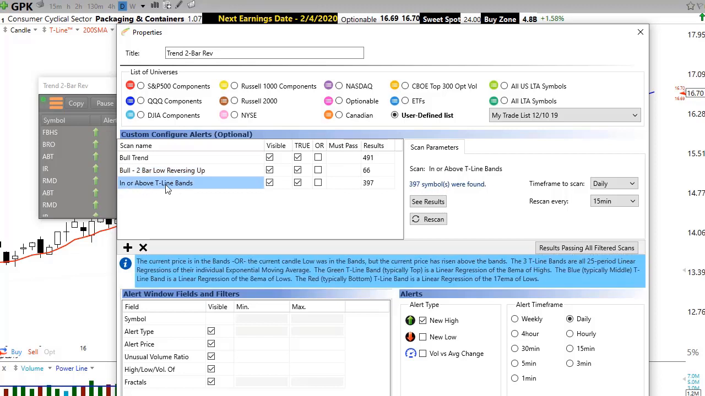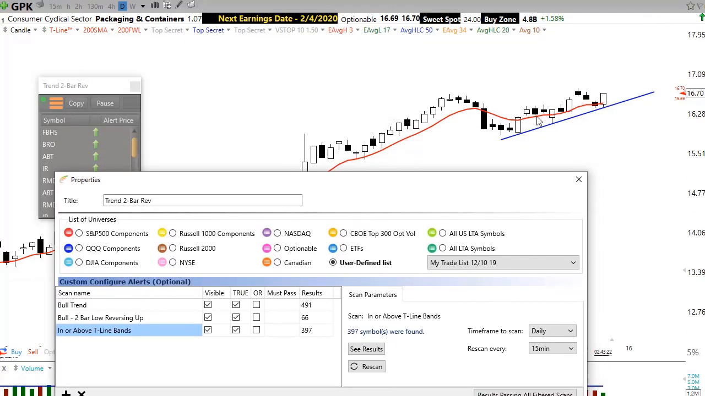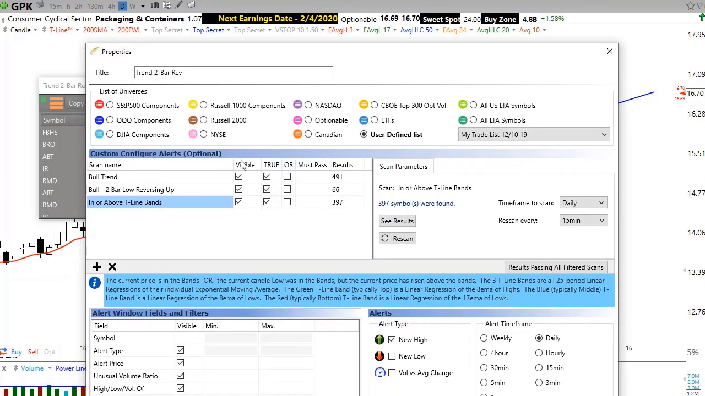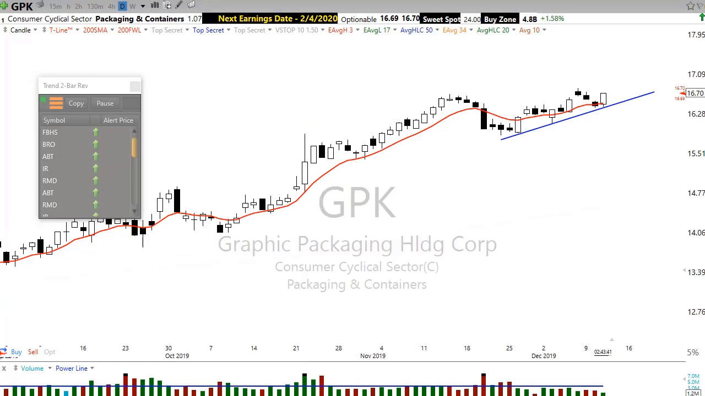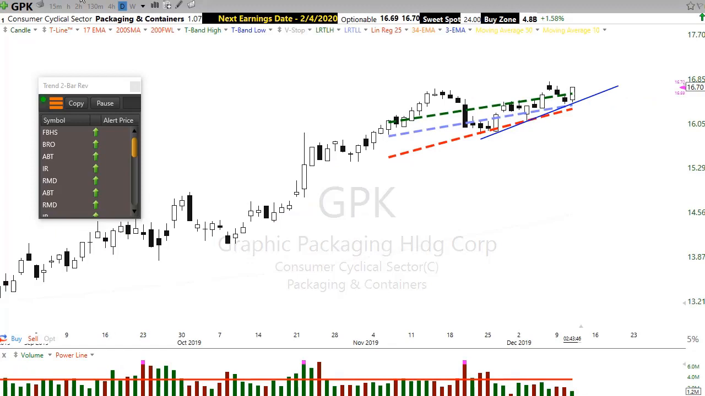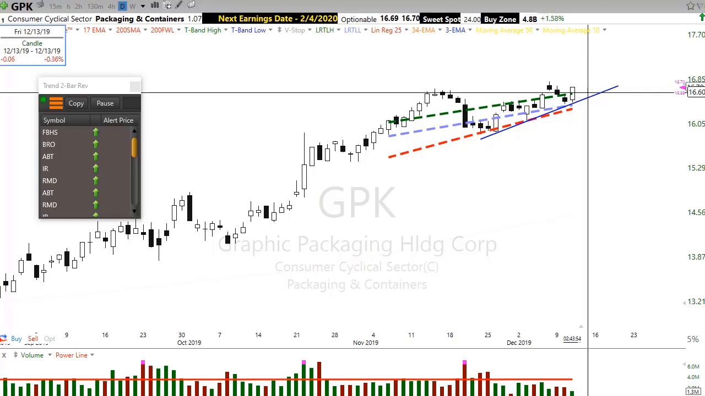Now, before I say any more, notice I don't have the bands up here. So if you don't have them, the world's not coming to an end, I'm telling you. You don't need to have them. They are already on the scanner. So I want them in or above the T-line bands. Let me close this for a second and go look at my T-line bands. There we go. There's the T-line bands. We're in or above. All right. Let's bring that back up.